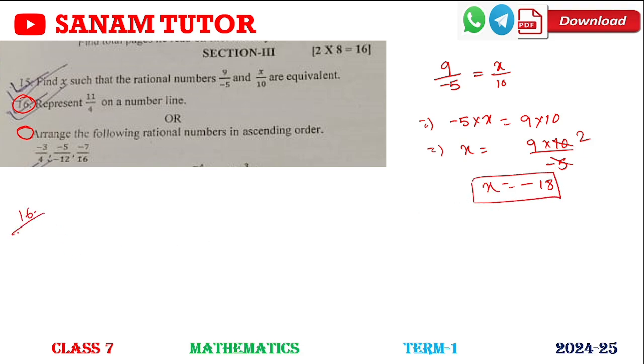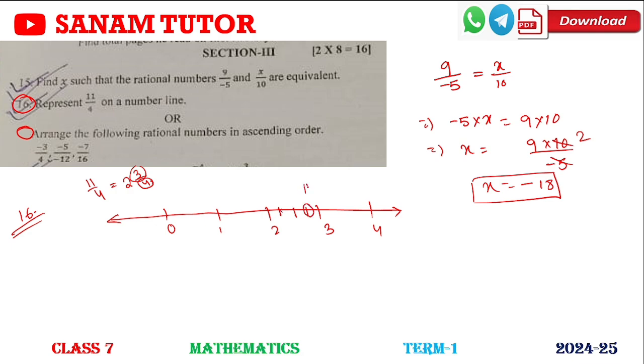So next question, question number 16. Represent 11 by 4 on the number line. First draw a number line. Suppose this is 0, 1, 2, 3 and 4. First solve 11 by 4 equals 2 and 3 by 4, since 4 twos are 8. So after 2 and 3 you divide, the denominator is 4. 4 means we draw 3 lines, 1, 2, 3. The third point means first, second, third. This point is 11 by 4.